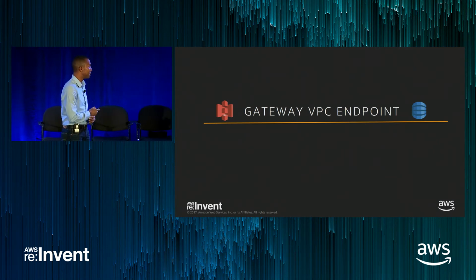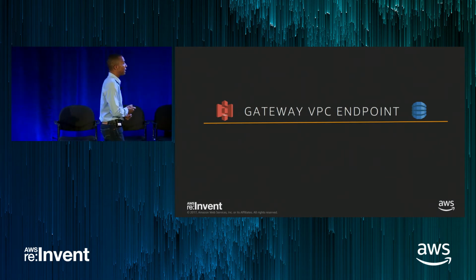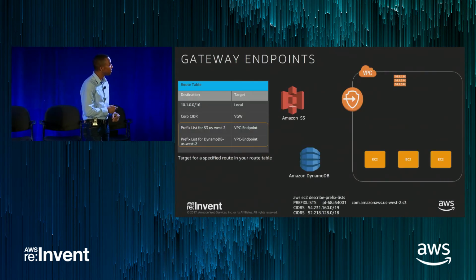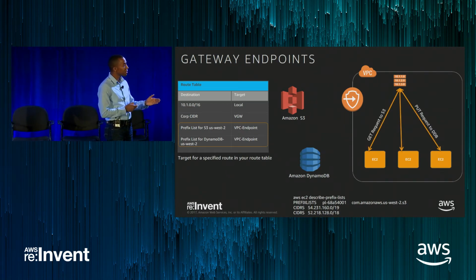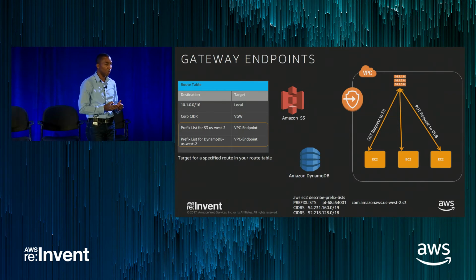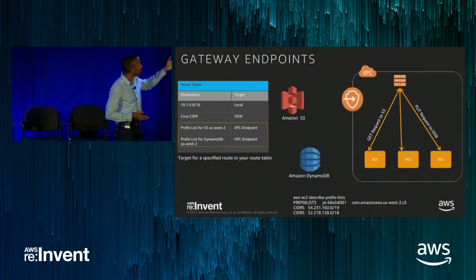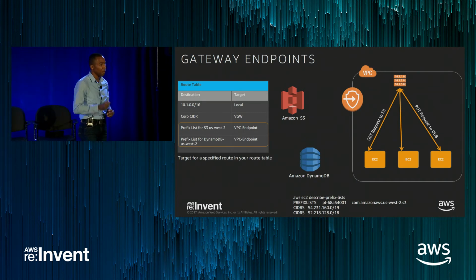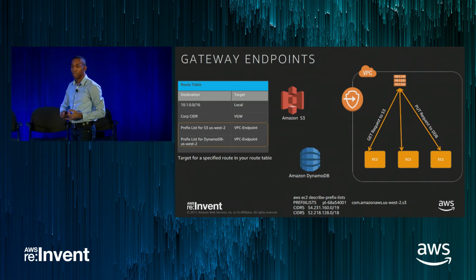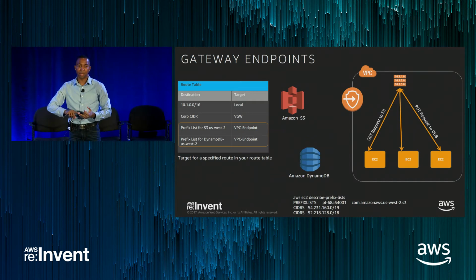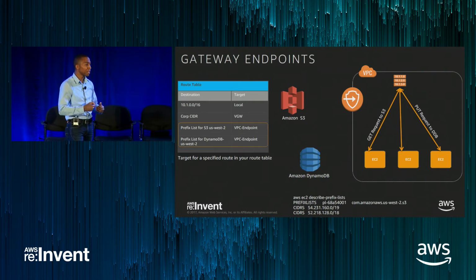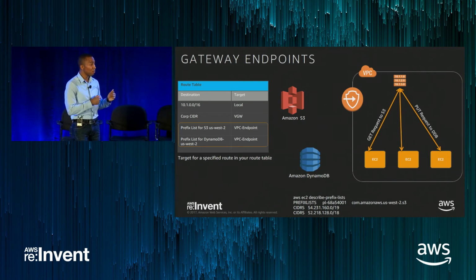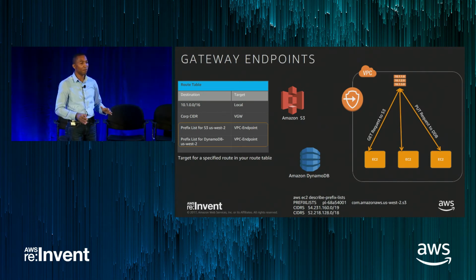Let's take a look at the gateway VPC endpoints. When you create a gateway VPC endpoint, the request by default goes to the VPC endpoint prefix list that's defined within your route table. When you create a VPC endpoint, you specify the VPC, and you specify the route table to associate with that VPC. Once the endpoint is created, we add a route to your route table that can't be modified or changed.